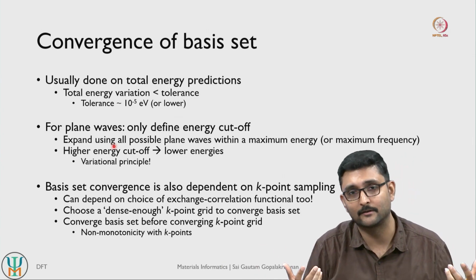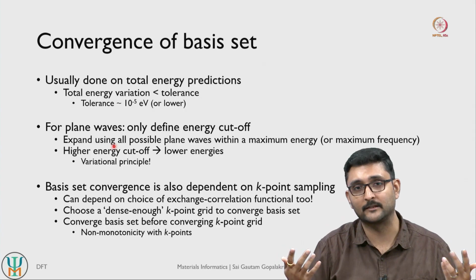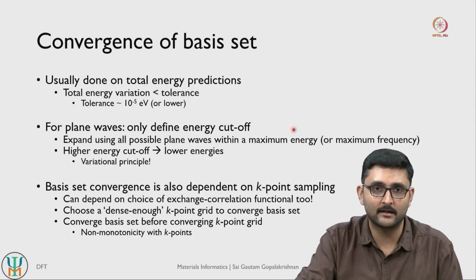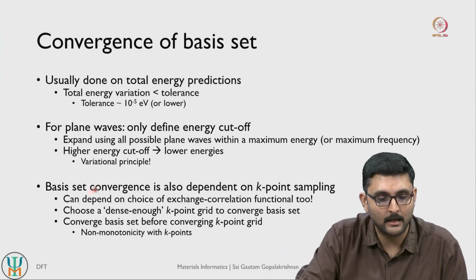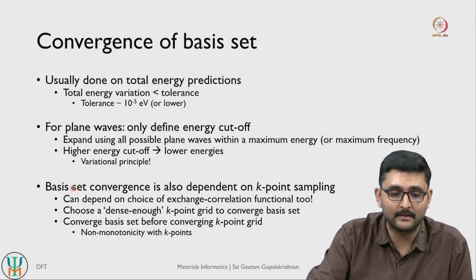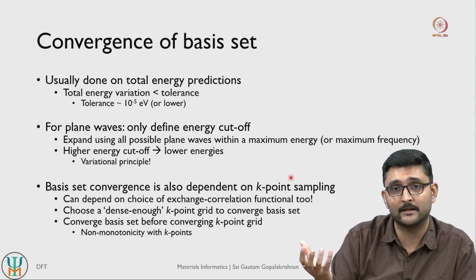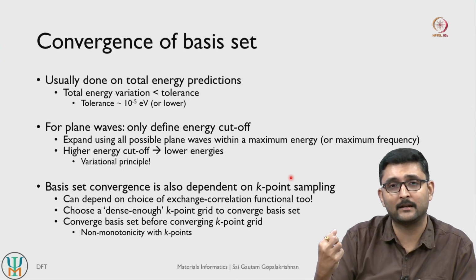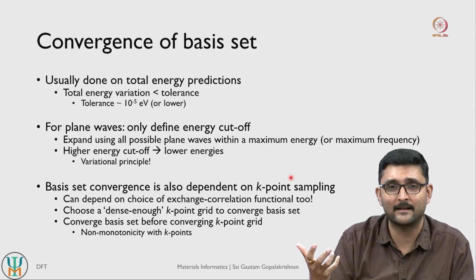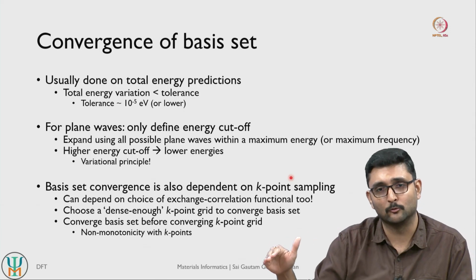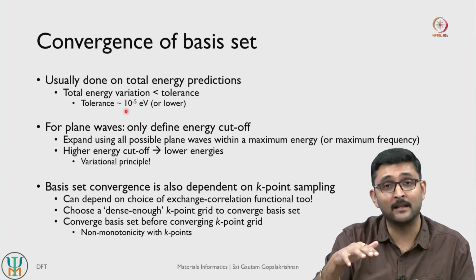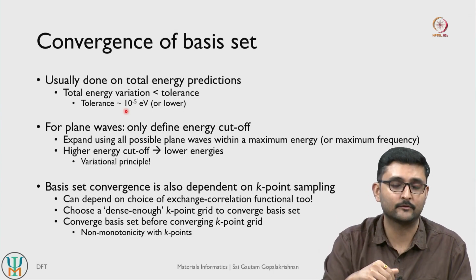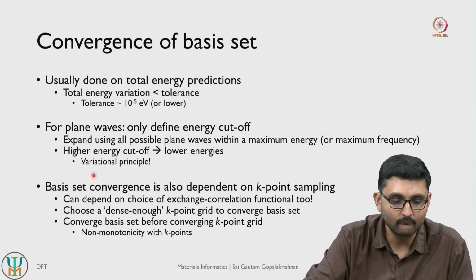But at the same time your calculations are going to be computationally more expensive, right. So the higher the energy cutoff, the more accurate your calculations are, but the more expensive they are. Another thing to keep in mind is that the convergence of the basis set also depends on how you are sampling in reciprocal space. If you are sampling in a very coarse manner in reciprocal space, then the convergence may not be smooth. In other words, you may not reach this tolerance as well as you should, right. So you may have some oscillations here and there.